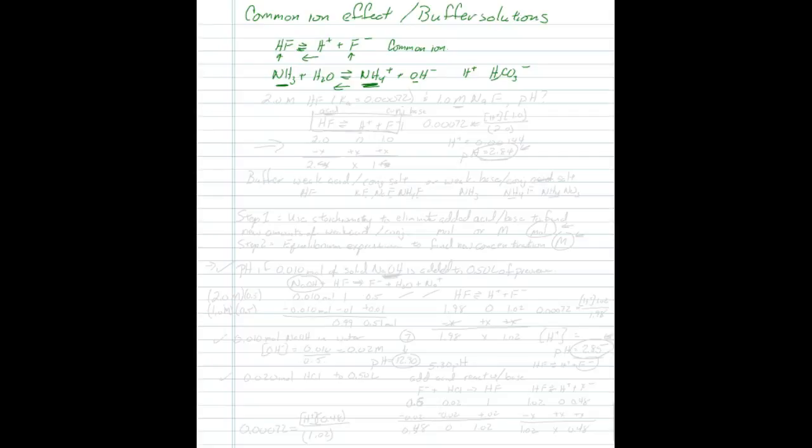Your pH calculation with a common ion solution. In the past, we've only had one source of compound, and that would be the weak base or weak acid by itself. So in this case, if you have 2 molar hydrofluoric acid, where you have a Ka equal to 0.00072, mixed in with a 1.0 molar solution of sodium fluoride, what would be the pH?